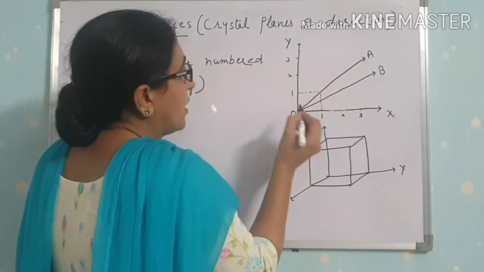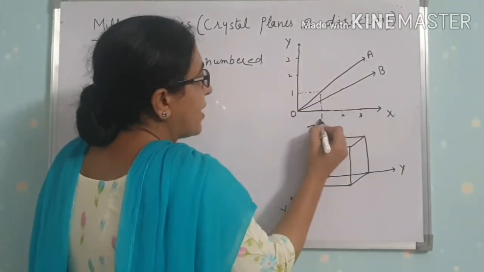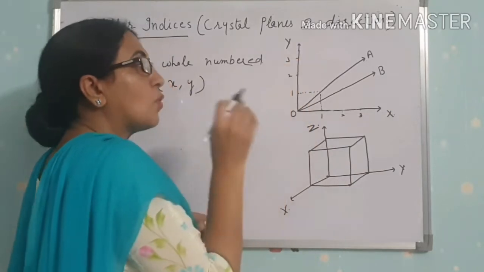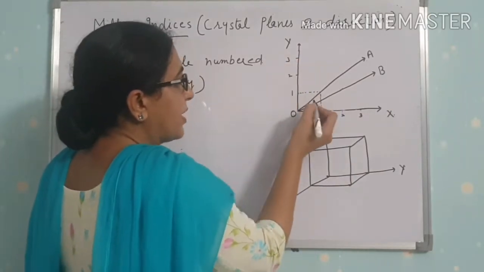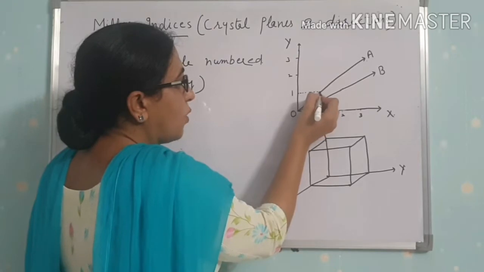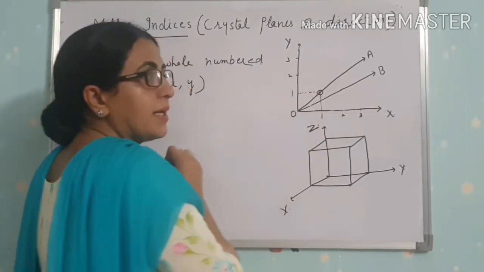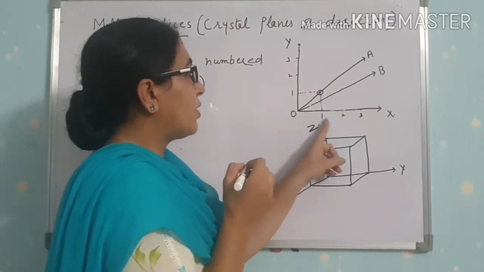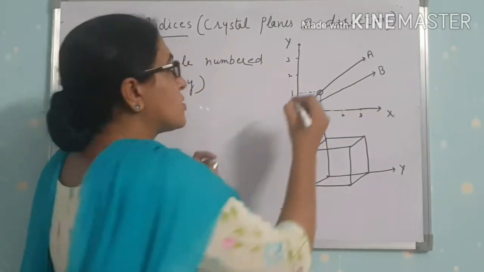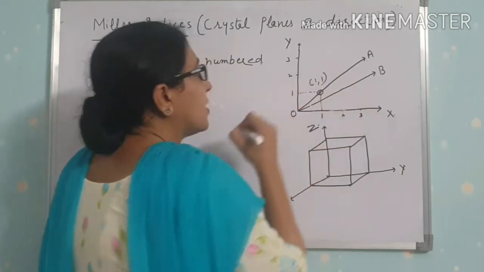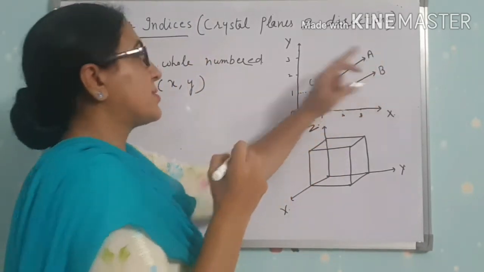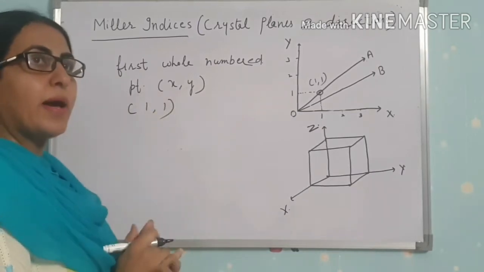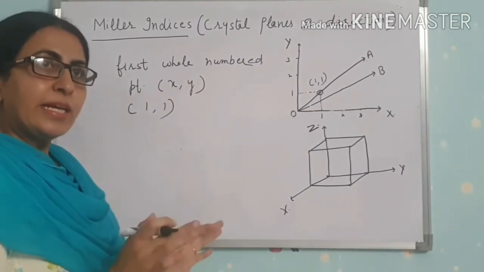Now the first whole number point: if we calibrate, this is 1, this is 2 centimeter, this is 3, similarly 1, 2, 3. Now the coordinates of the first whole number point, this point. Clear? So the coordinates of this first whole number point are 1 on the x-axis and 1 on the y-axis. So the first direction is described by x, y meaning 1, 1. Described by 1, 1. Clear?